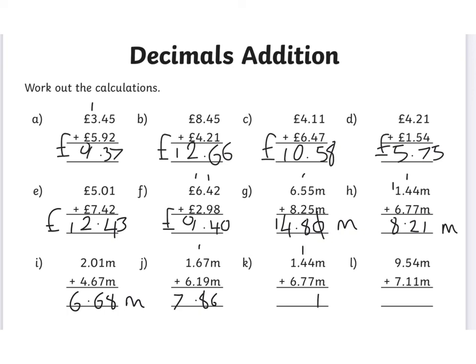Put down 1, carry 1. 1 plus 4 is 5. Add the 7 is 12. Put down 2, decimal point, carry 1. 1 plus 1 is 2. Plus 8, or plus 2 is 8. So 8.21. 4 plus 1 is 5. 5 plus 1 is 6. 9 plus 7 is 16. Remember to write in meters as well.